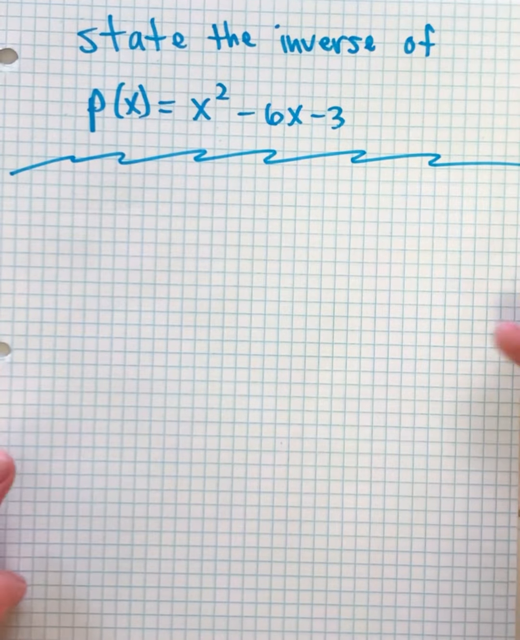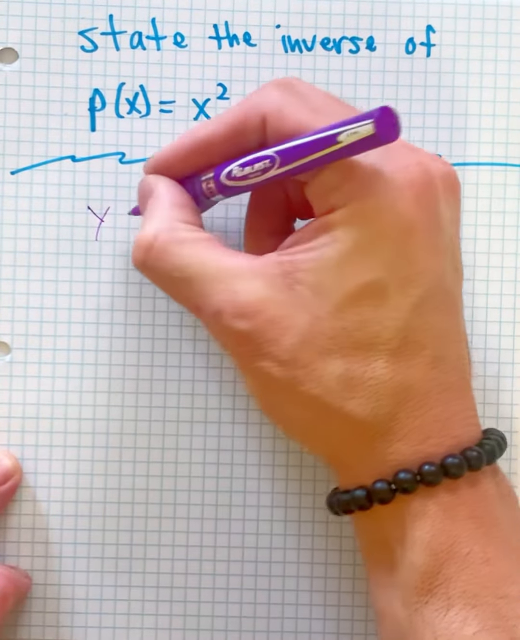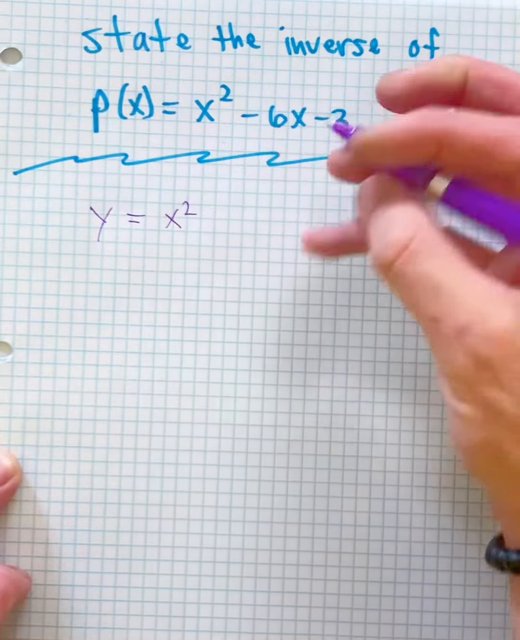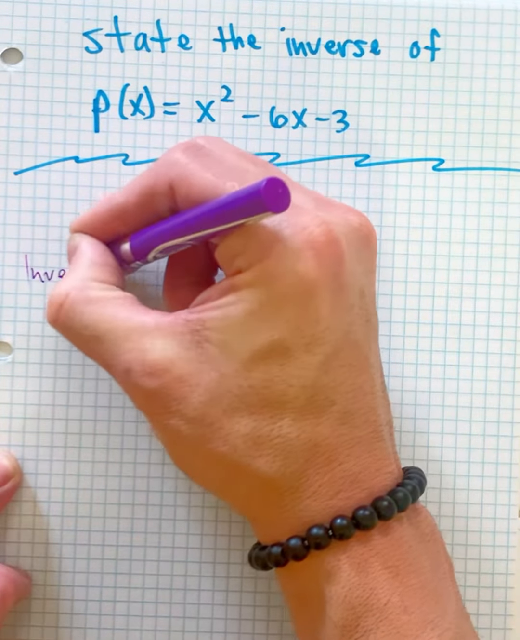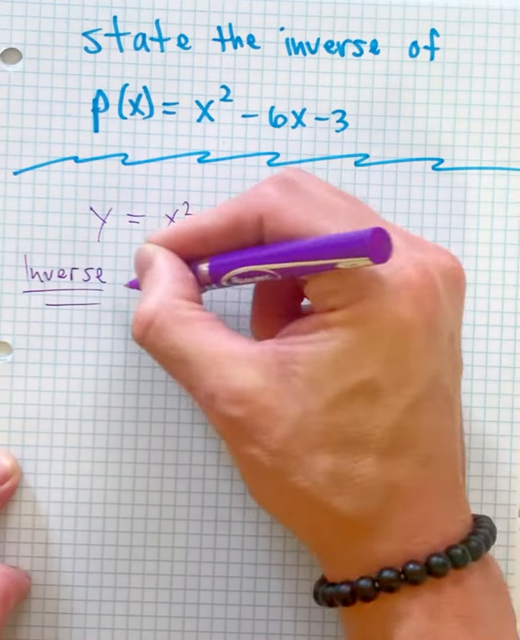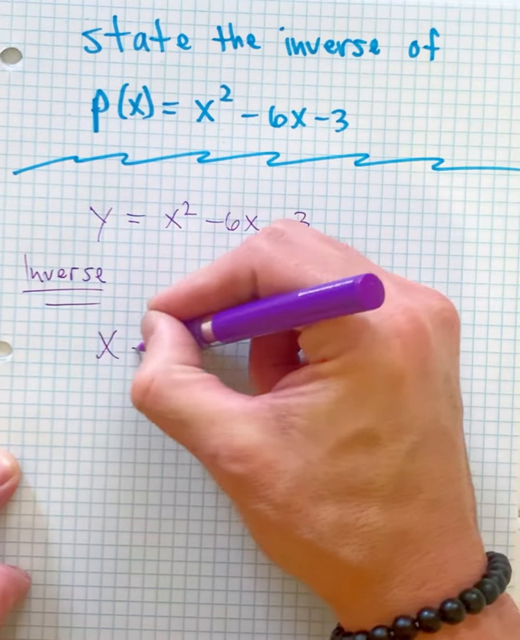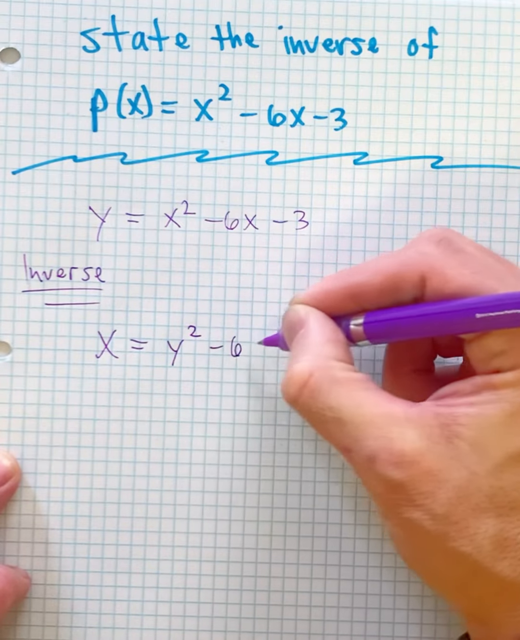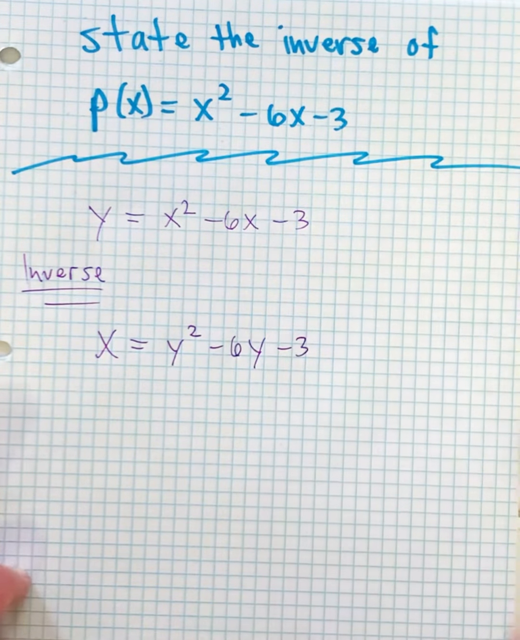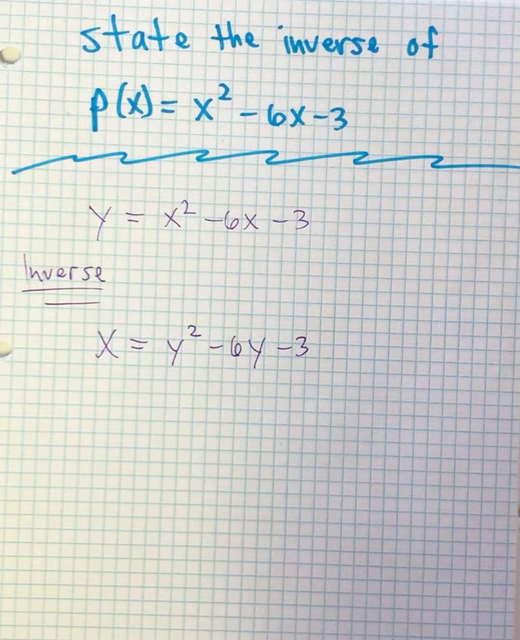So we want the inverse of p, so why don't we begin by calling this y equals x squared minus 6x minus 3, and then we will actually do the swapping of variables so that this is x equals y squared minus 6y minus 3. Let me switch colors just in case you guys can't see that. I'll just use orange, I suppose.